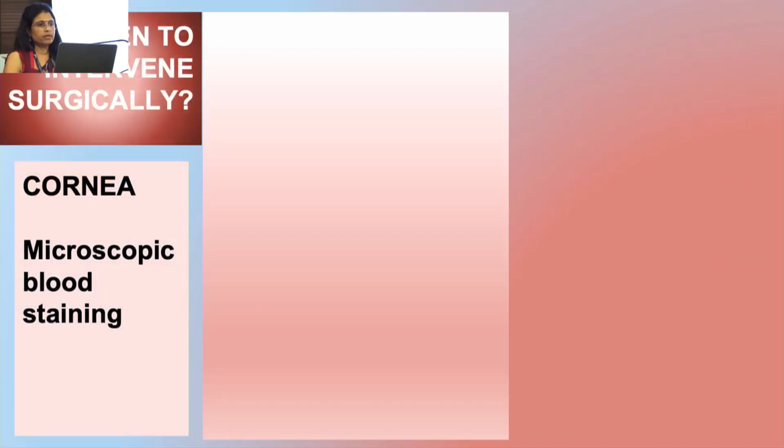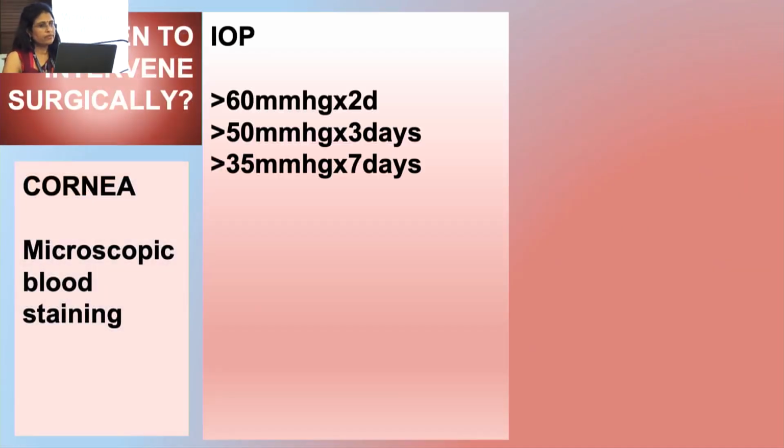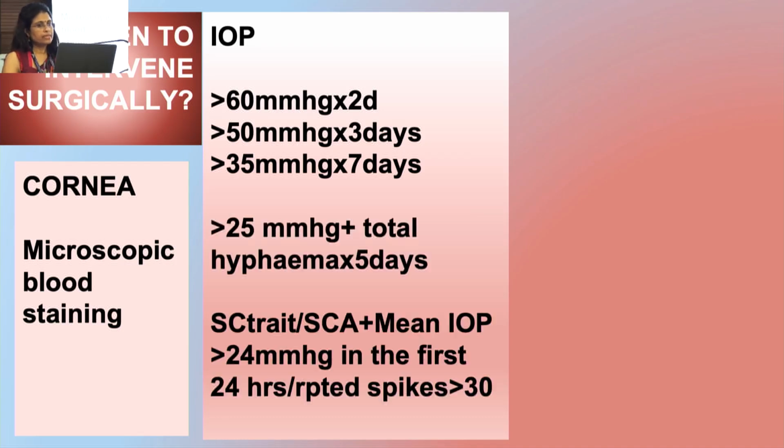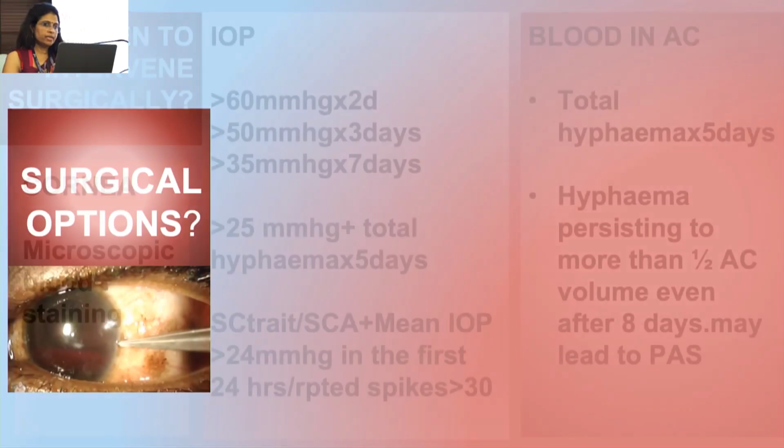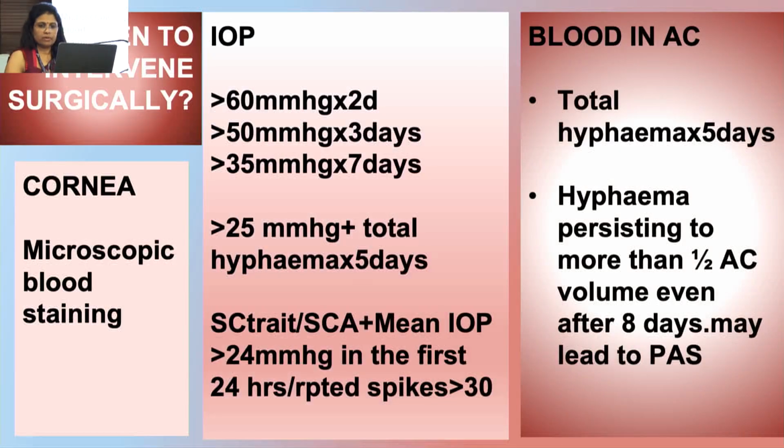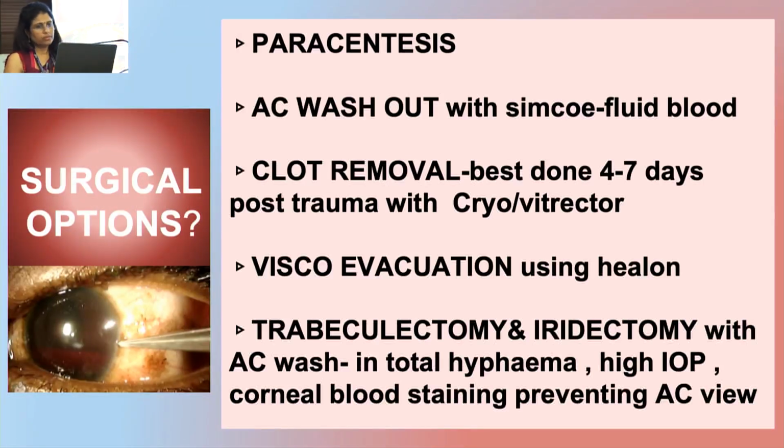Now, when to intervene surgically, we know all these IOP parameters. In sickle cell trait, it is more vulnerable, you need to act more early. And blood in AC, this is important. Total hyphema, we don't discharge anyway. We intervene in total hyphema in 5 days. But hyphema persisting more than half the AC for more than 8 days, again you think of washing it out. And these are the surgical options.